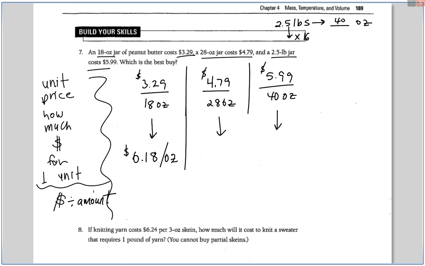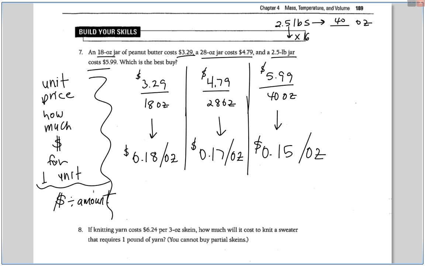479 divided by 28 is 0.17 dollars per ounce. And the last one, 599 divided by 40 is 0.15 after rounding, $0.15 per ounce. So which is the best buy?